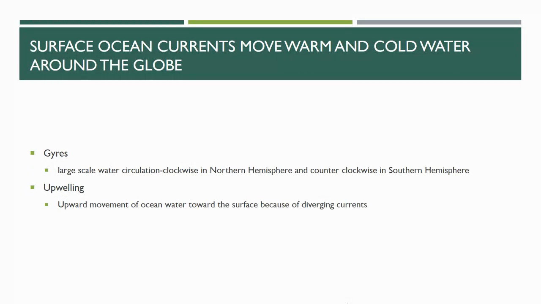A gyre is a large-scale water circulation. It is clockwise in the northern hemisphere and counterclockwise in the southern hemisphere. Upwelling is the upward movement of ocean water towards the surface because of those diverging currents.